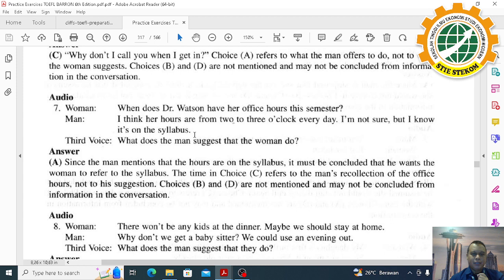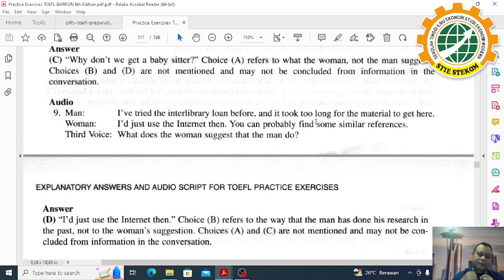Number 9. "I've tried the interlibrary loan before and it took too long for the material to get here." Yeah, this word "too long" means a very long time. It took too long, yeah. And then the woman said, "I would just use the internet then. You can probably find some similar references." What does the woman suggest that the man do? So the best answer is D, yeah. There is the word internet. "I could just use the internet then." The best answer is D.